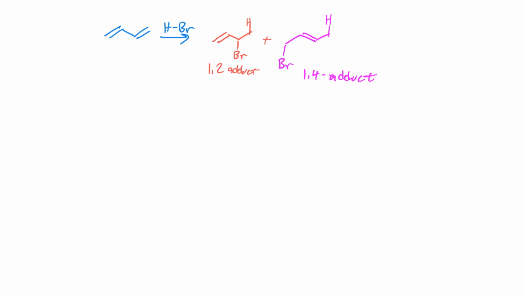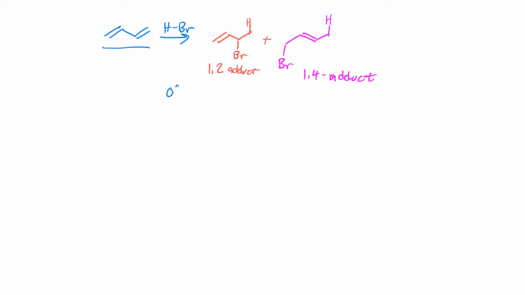Okay, so scientists have studied this reaction where we have butadiene plus HBr, and they found that it yields two different products. We call the red one the 1,2 adduct, and you can see how the H and the Br are basically added onto carbons that would be counted as 1,2 if you're counting along the carbon chain. The purple product is called the 1,4 adduct, because we've added the H and the Br to carbons number 1 and 4 along this 4-carbon chain. So we call this the 1,4 adduct.